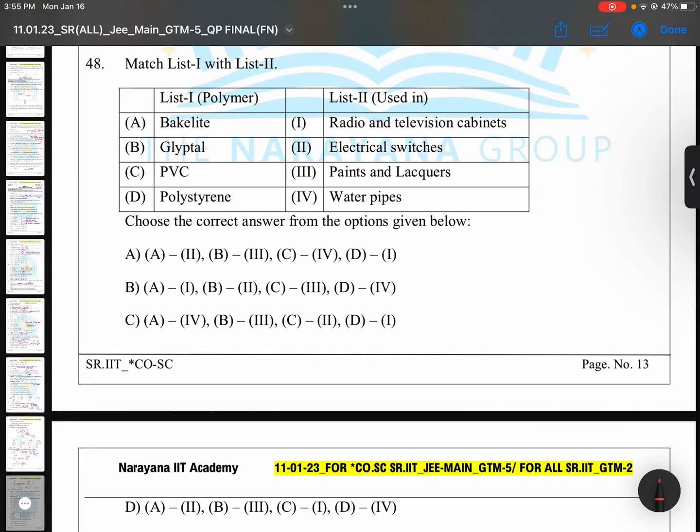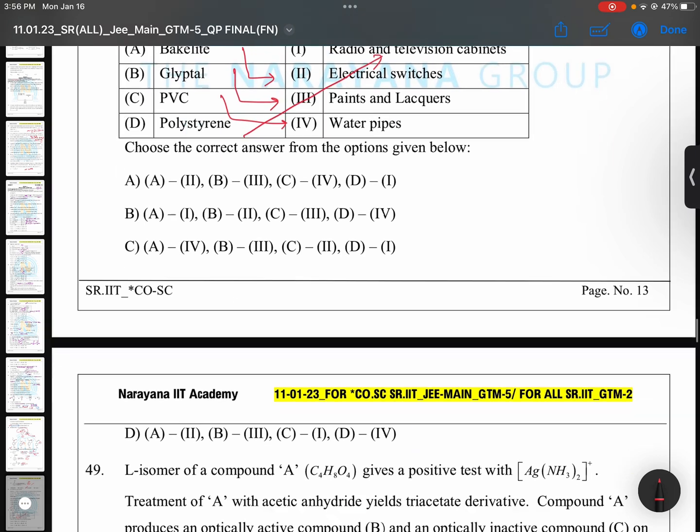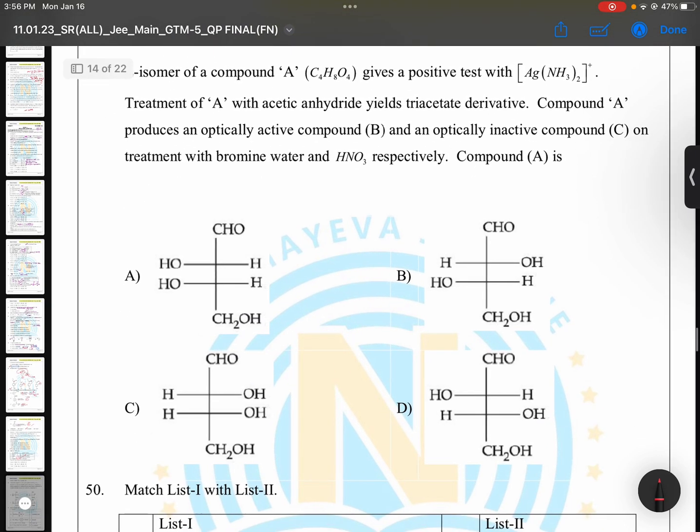Bakelite, Glyptal, PVC, styrene. Direct questions.